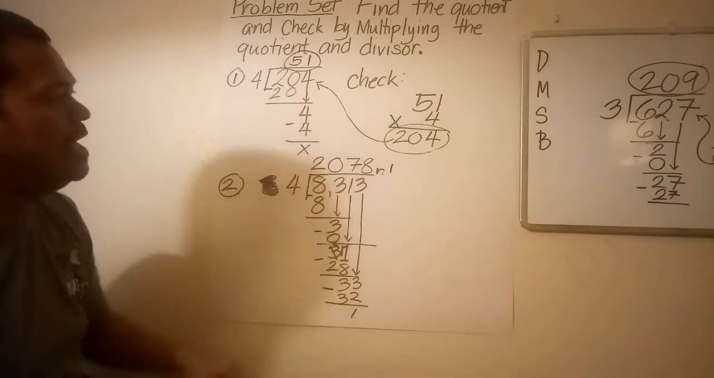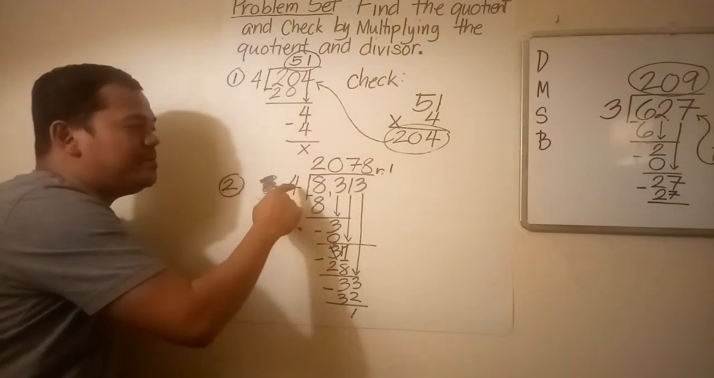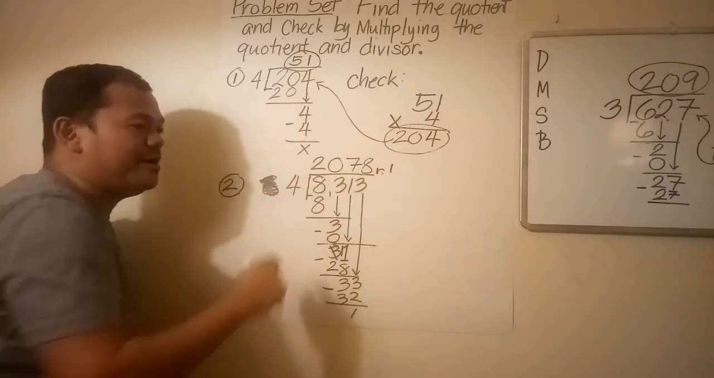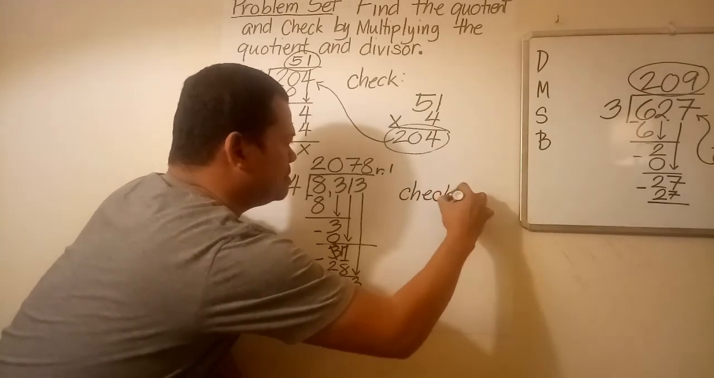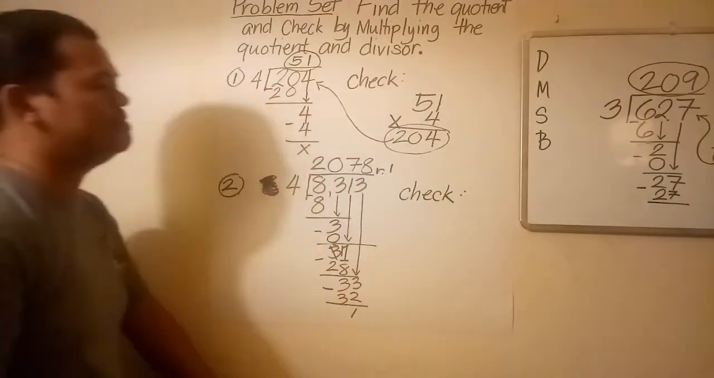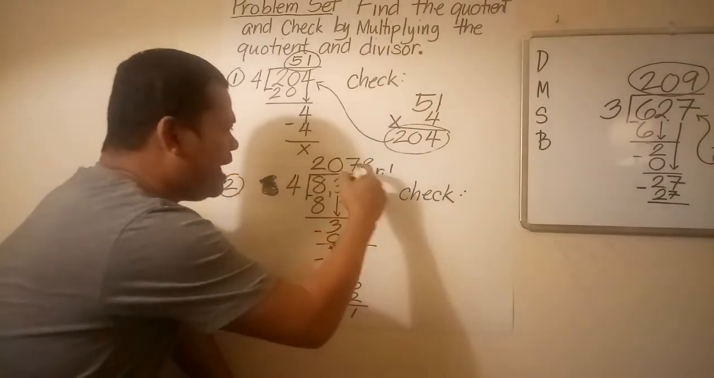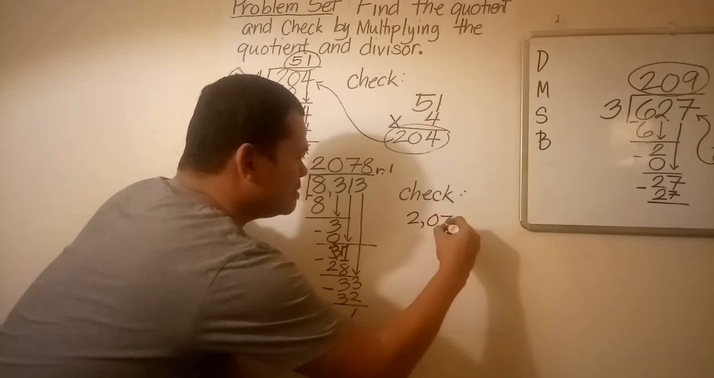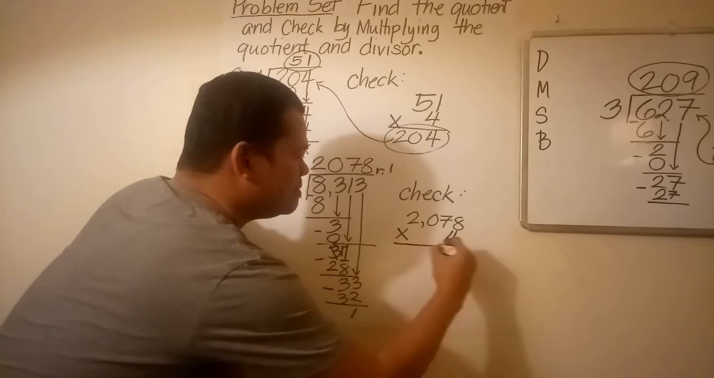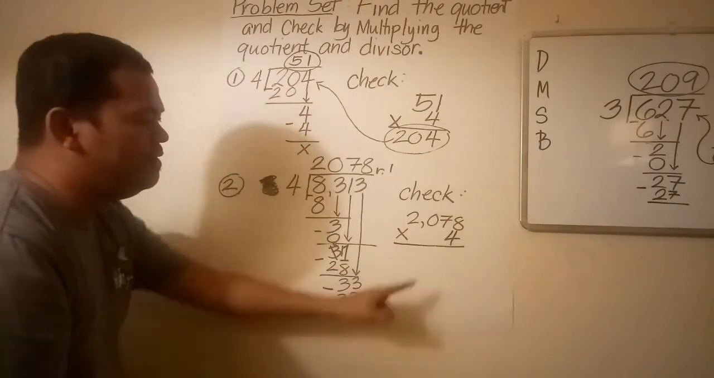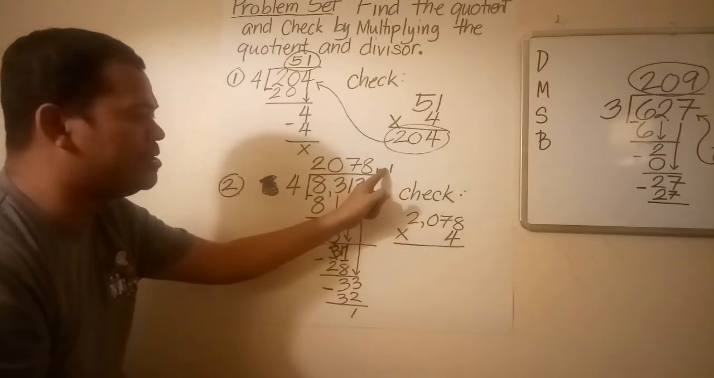Now we are going to check it. We are going to check 2078 times 4. We are going to find out if the answer is 8,313. So let's try to check it here. Don't forget the remainder. We are going to use that one later. So let's multiply 2078, which is your quotient, times 4. We're going to use this remainder later.